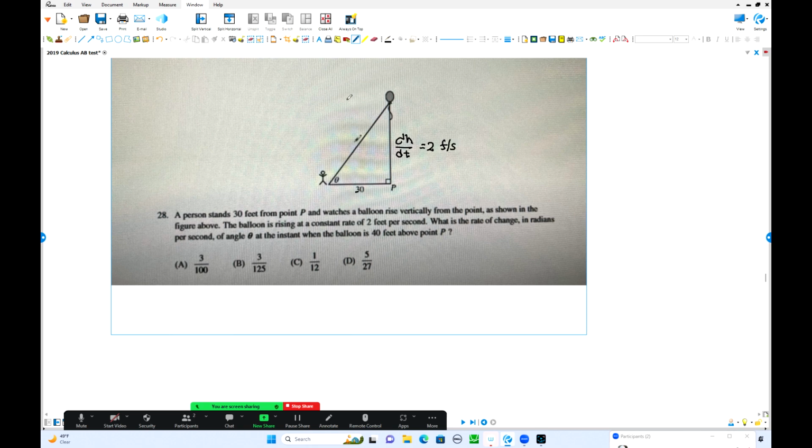What is the rate of change in radians per second of angle theta? We're going to find this. When the balloon gets higher, the angle is increasing, right? So we're going to find d theta over dt. Are you okay with this? The balloon is increasing, the angle is increasing. So we're going to find the related rate between theta and height.